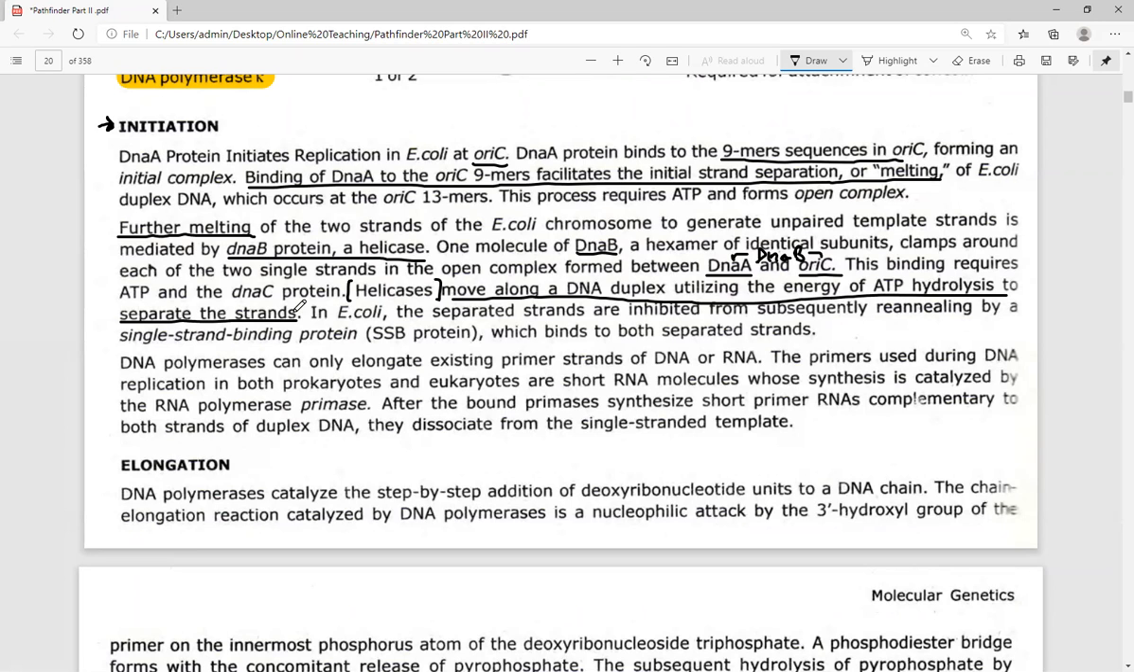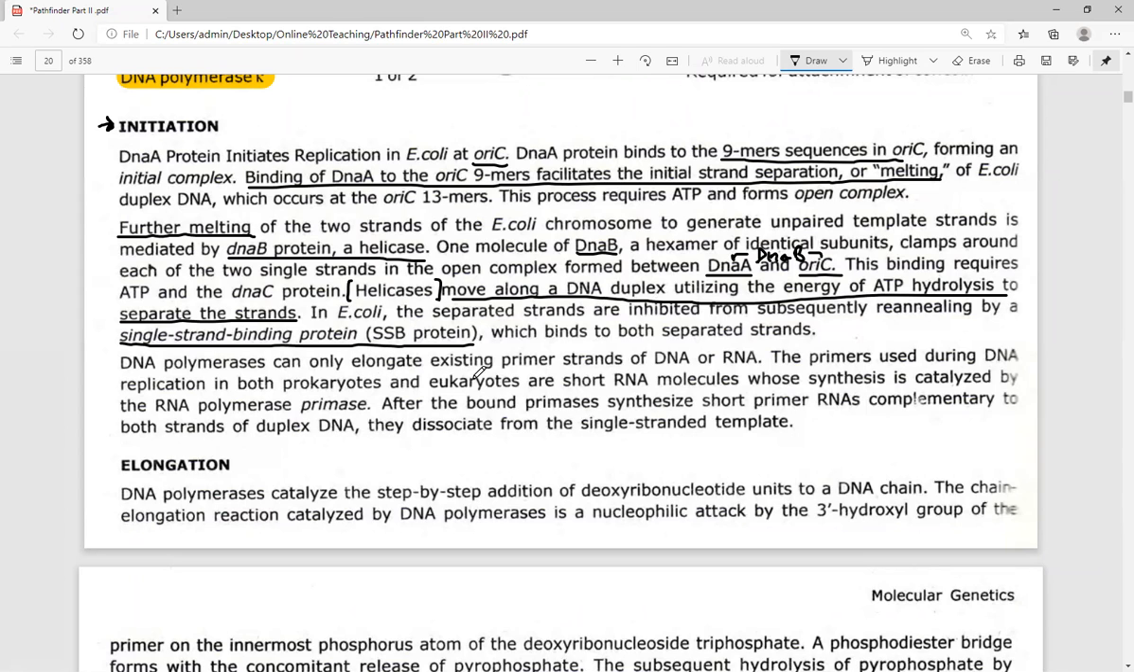Once the two strands have been separated, they are prevented from binding over each other with the help of another protein, referred to as single-stranded DNA binding protein, also called SSB protein. SSB will bind to a single strand of the DNA molecule. It is the one that binds to the single strand.